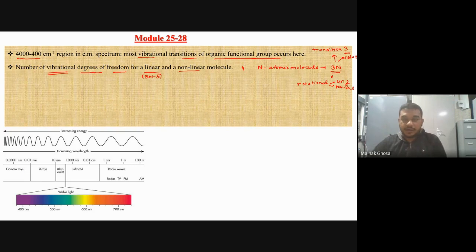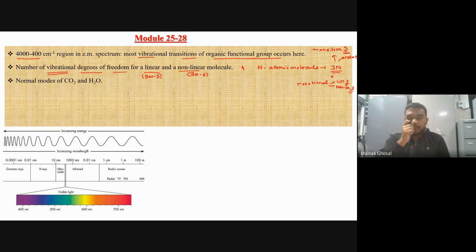for a linear molecule. And in case of a non-linear molecule, along with the 3 translational motions, there will be 3 rotational motions. So the remaining 3n minus 6 motions will be for a non-linear molecule.